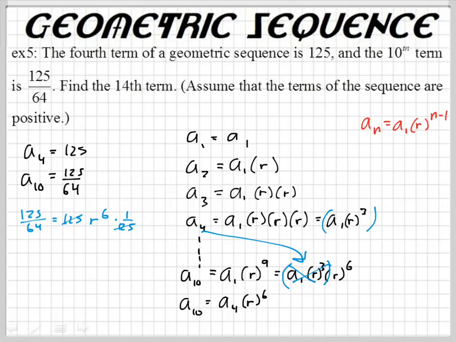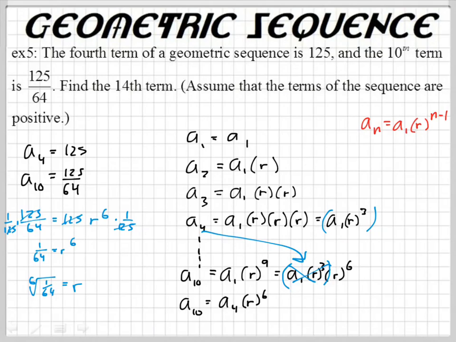So this would cancel out with that, right? And I have to multiply this side by 1 over 125, and those would cancel out. And so we're left with 1 over 64 equals r to the 6th. Oh, that's cool. What next? 6th root. Yeah, we've got to take the 6th root of both sides.